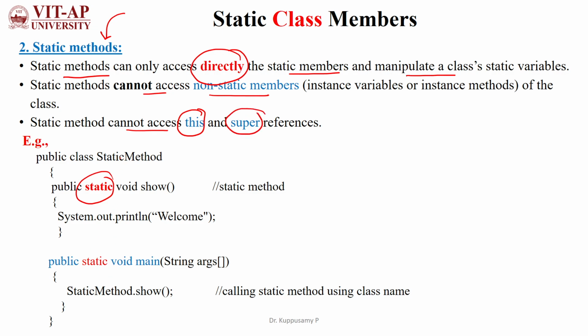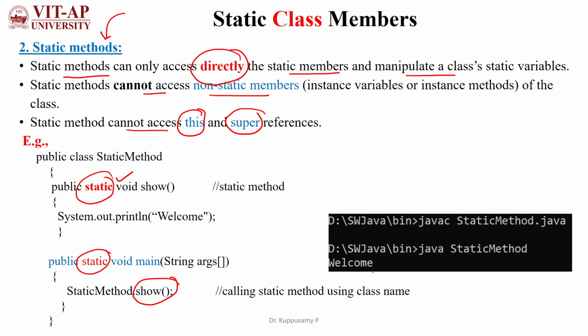This example is given with the accessibility of a static method. Here the main method is static, that's why it is able to access the method show, which is defined with the static keyword. The output is given here: the welcome message, which is displayed by the method void show.